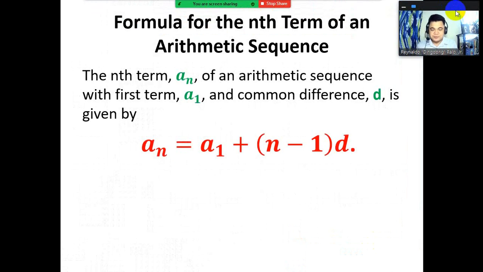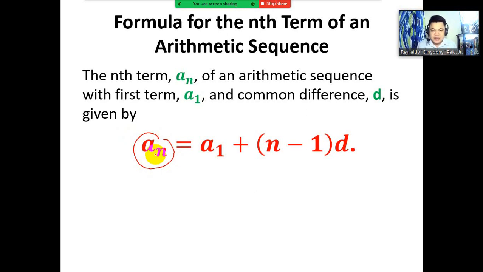Next, let's have the formula for the nth term of an arithmetic sequence. What do we mean by this? If you are solving for a specific term, let's say, what is the 20th term, or a sub 20, of the arithmetic sequence? We will be using this formula. What if you are being asked to solve what is a sub 100, or the 100th term of the arithmetic sequence? This is the formula that we're going to use.